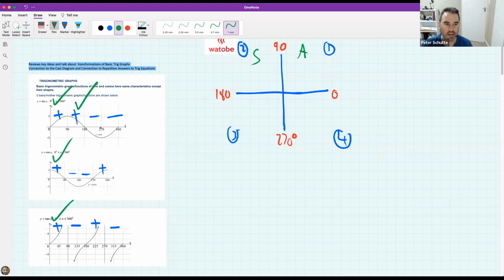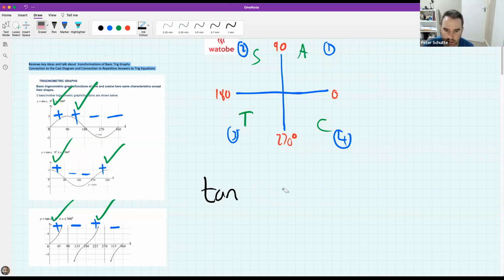In quadrant 3, only tan is positive. And in quadrant 4, only cos is positive, which is here. And so it's nice to know that the CAST diagram is really just another representation of trig graphs. They're related to each other. So that's one thing I want to point out. I want to ask you another question before we get going today.